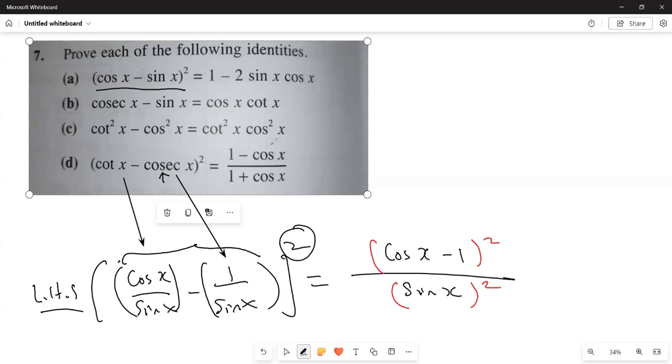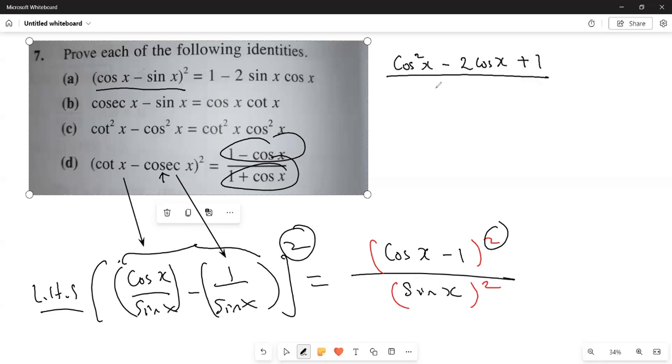See whether we are getting this. Is there any closer? So what do? Expand now, correct now? You got the square, you expand it. Cosine square minus 2 cosine x plus 1, right now? Yes. And then the bottom is sine square x. Yeah. Does it look familiar?